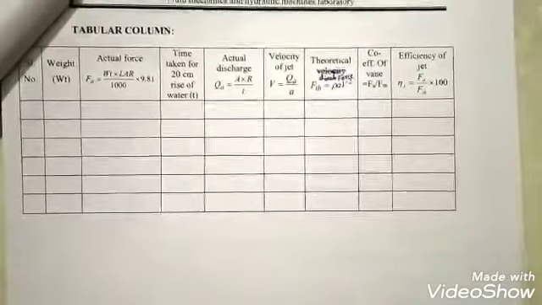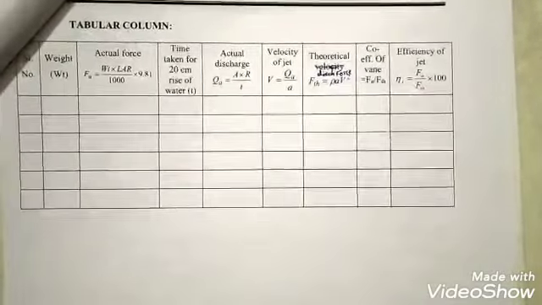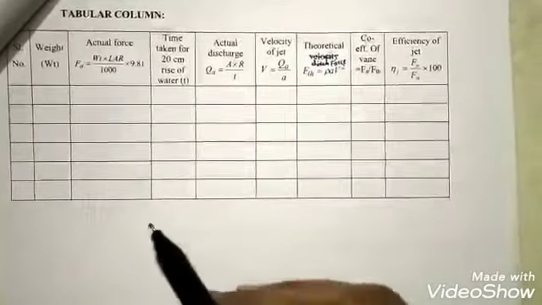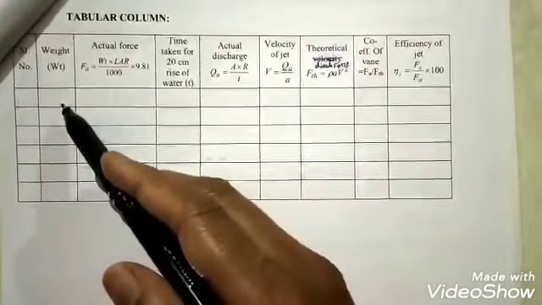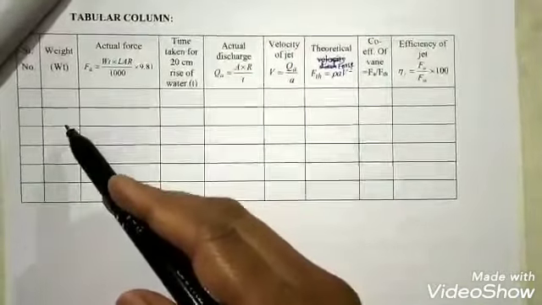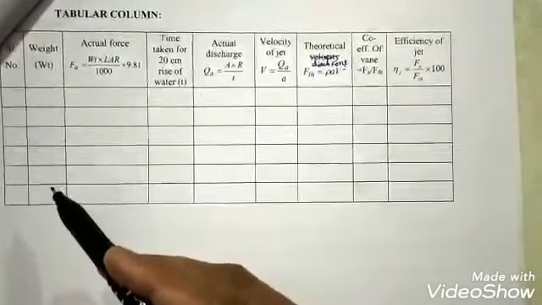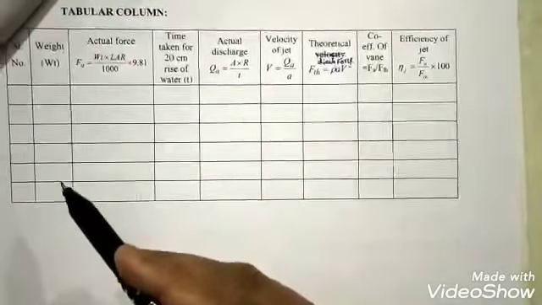This is the tabular column for the flat vane. Initially there is the serial number. We have taken 5 trials, so I will write that. The second column is related to the weight. For the first trial we applied a weight of 50 gram, which I write here, and for the second trial we applied 100 gram. Like that, up to 5 trials, we write the weight here in grams.